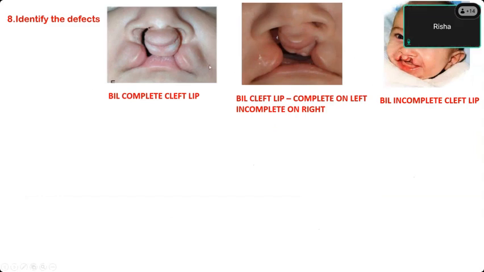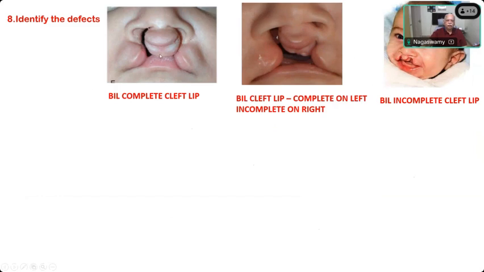So this is very important. Sir, the second case, complete on the right side, I think, not on the left. Oh, sorry, right. Yes, you are right. It was wrongly typed, my typing mistake. This is incomplete on the left and complete on the right. I agree with that. And this is complete cleft on both sides.